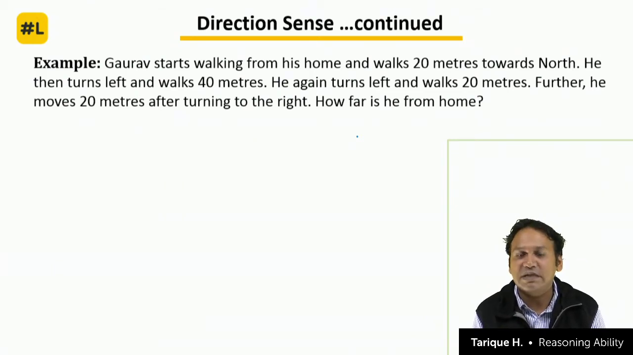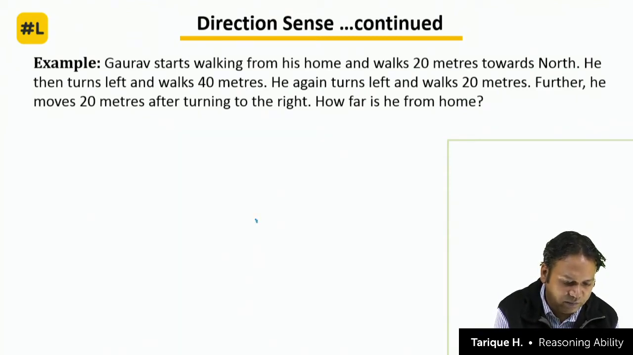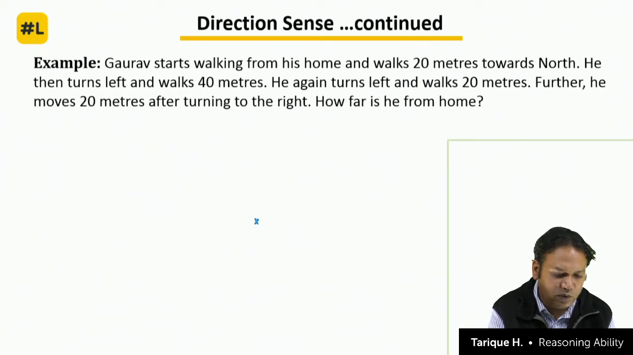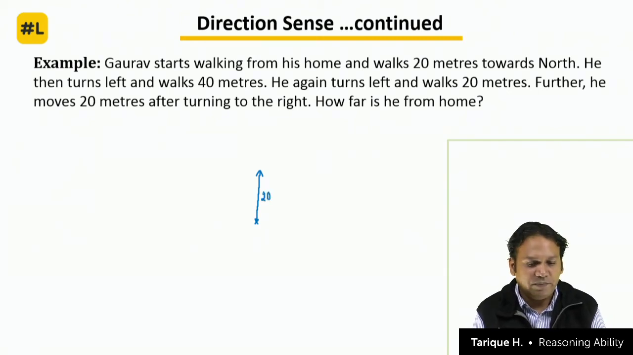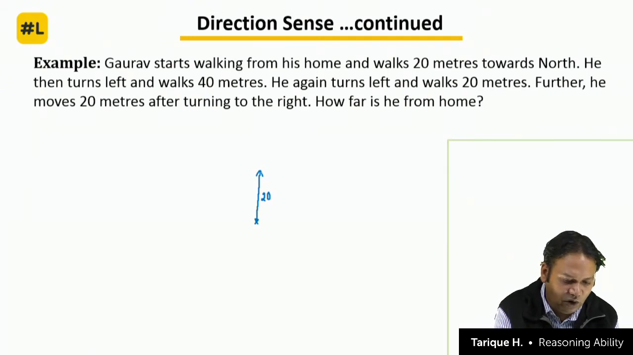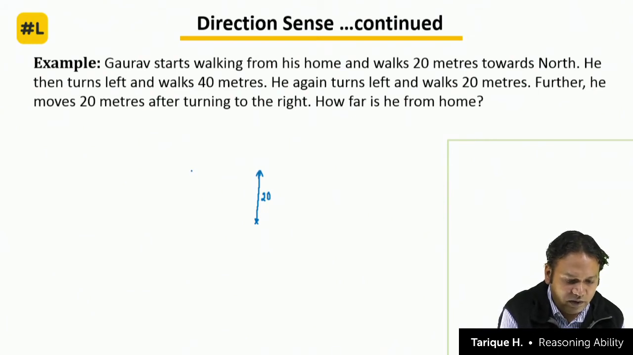Let's solve this question step by step and understand the process involved in solving such questions. Okay. So Gaurav starts walking from his home and walks 20 meters towards north. So let's say this X marks Gaurav's home and he walks 20 meters north. So he will go towards the north direction, and this is 20 meters. He then turns left. So if you are going north and then from there you turn left, then you will go towards your west. It turns left and walks 40 meters. Not drawn exactly to scale, just say this is 40 meters.